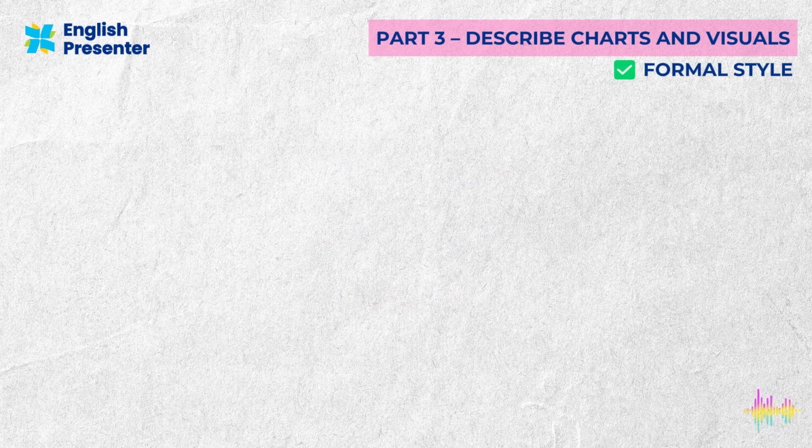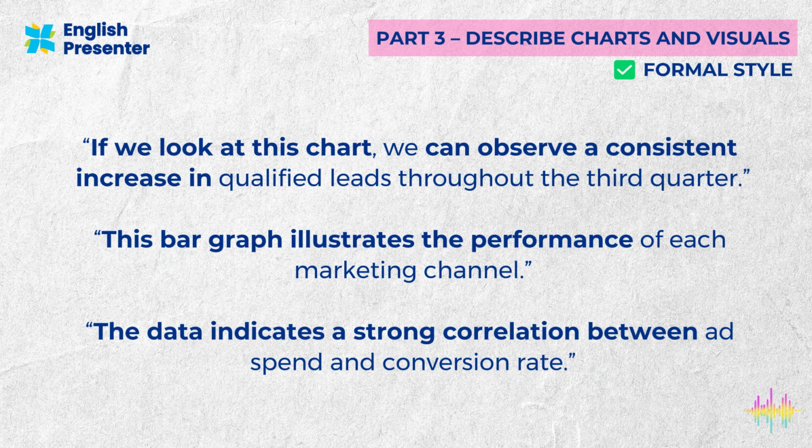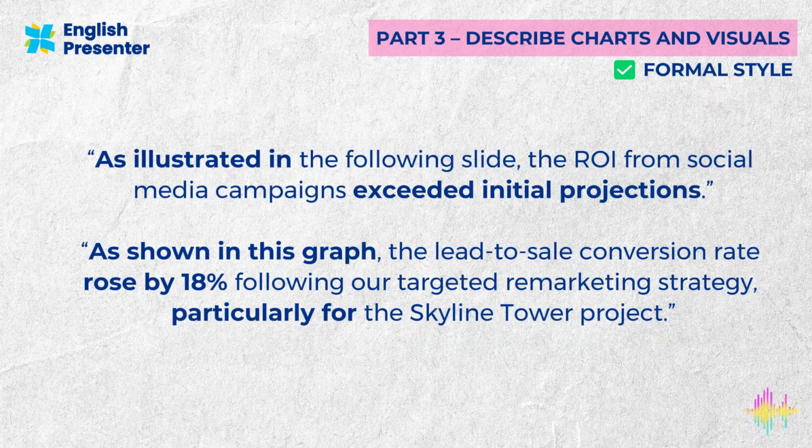Formal style. If we look at this chart, we can observe a consistent increase in qualified leads throughout the third quarter. This bar graph illustrates the performance of each marketing channel. The data indicates a strong correlation between ad spend and conversion rate. As illustrated in the following slide, the ROI from social media campaigns exceeded initial projections. As shown in this graph, the lead-to-sale conversion rate rose by 18% following our targeted remarketing strategy, particularly for the Skyline Tower project.